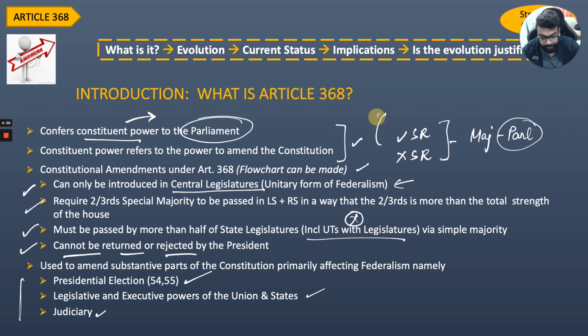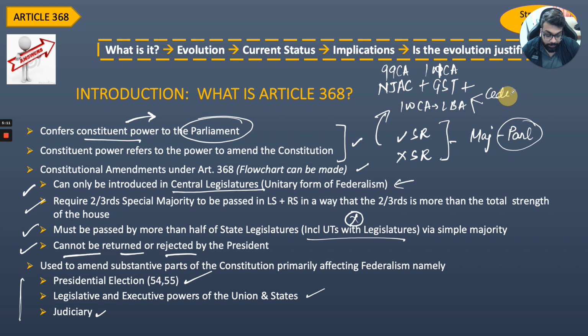Now, some standard examples here would be, for example, when we talk about constitutional amendments that require state ratification, you can mention the National Judicial Appointments Commission, which was the 99th constitutional amendment, which required state ratification. GST, which was the 101st constitutional amendment, which again required state ratification. And for that matter, even the 100th constitutional amendment, which is the land boundary agreement, which is actually a combination of multiple disputes. And one of them was ceding territory, and ceding also requires an amendment, but this amendment is under 368 without state ratification.